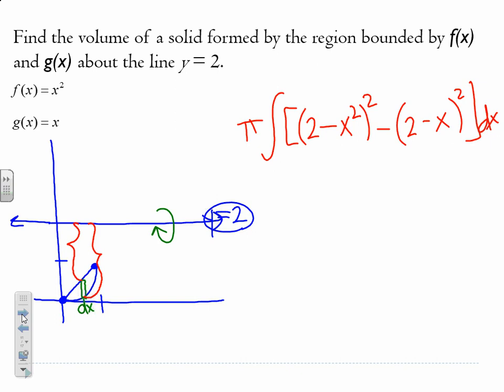We need to talk through that again. Why is it 2 minus x again? It's 2 minus x. Here, axis of rotation to the top of our rectangle, that would be the shorter radius, that's our gap. And since 2 is on top, we still have to do top minus bottom, so 2 minus our line x. Does that make sense? So our outer radius, we do 2 minus the bottom of our rectangle, x squared. For our inner radius, 2 minus the top of our rectangle, x.